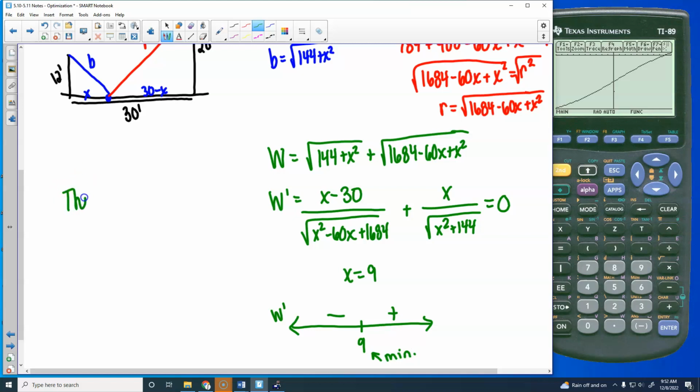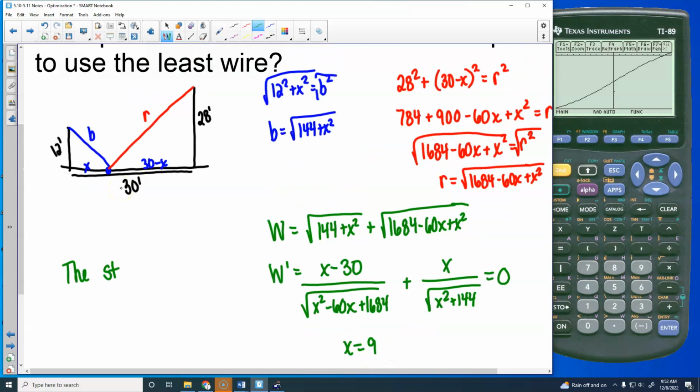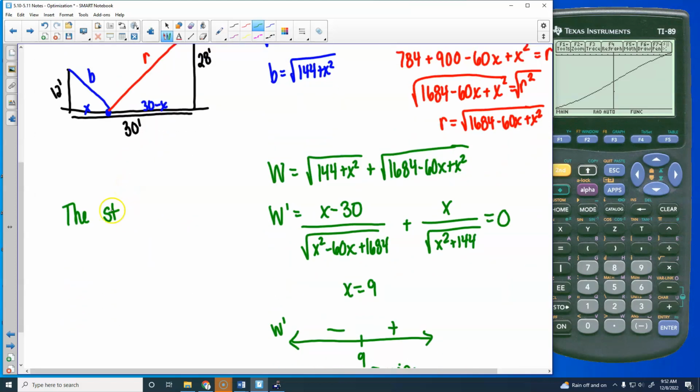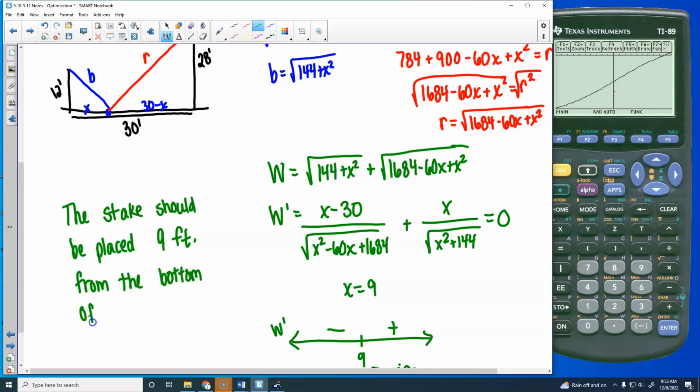So the stake should be placed 9 feet from the bottom of the short post. And that would use your least wire. What if you just said 90 feet from the short post? Yeah, I think that'd be okay.